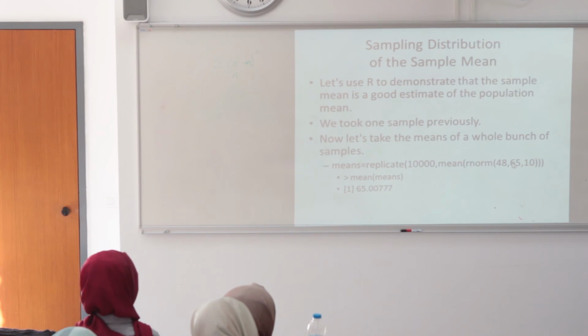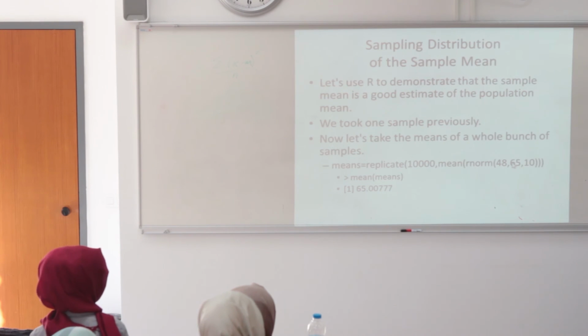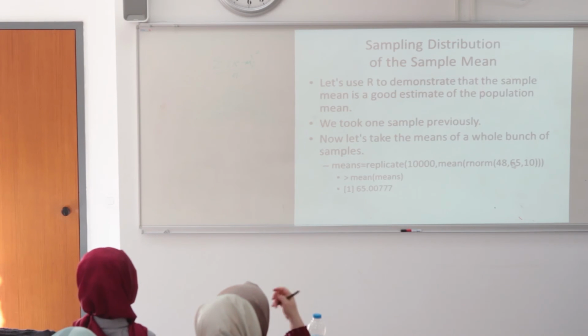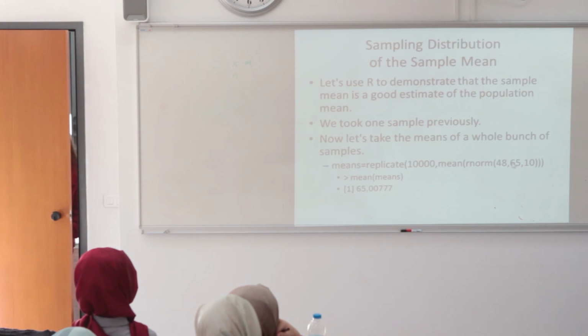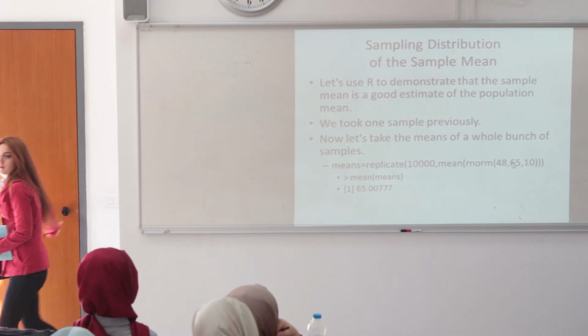Does that make sense? So I'm going to get a sample mean for one sample, and I'm going to get another sample and take the mean of that. I'm going to get another sample. I'm going to end up taking 10,000 samples, each is size 48, and getting the means for those.